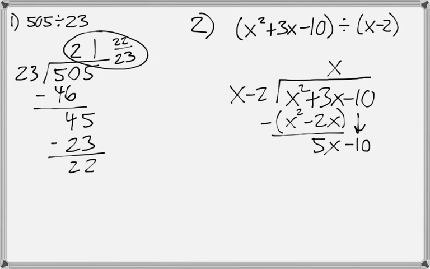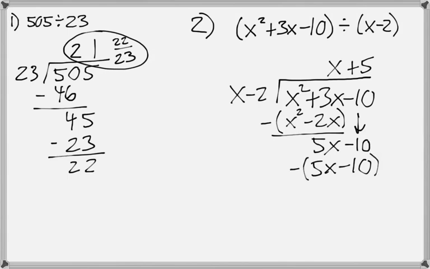And this is really where my process starts over. So I'm looking at the x, I'm looking at the 5x. What do I need to multiply x by to get 5x? I would need to multiply x by 5 to get 5x. So that 5 is going to go right here, plus 5. And then I want to multiply 5 by everything. And that will be 5x minus 10 that I put down here.